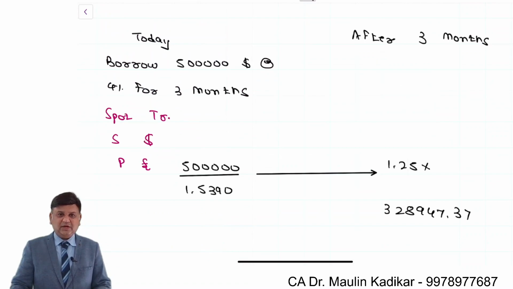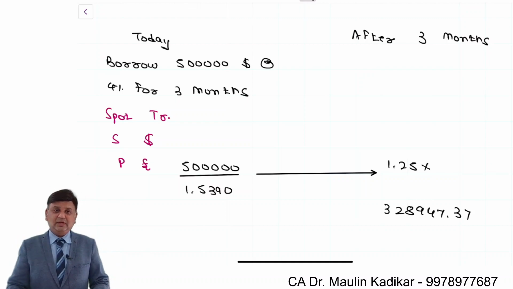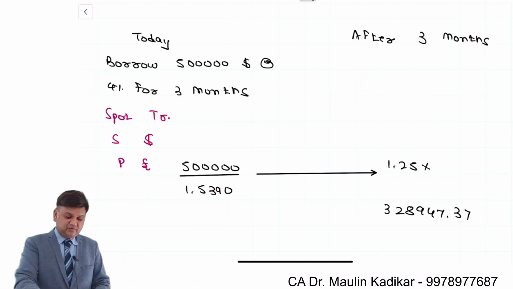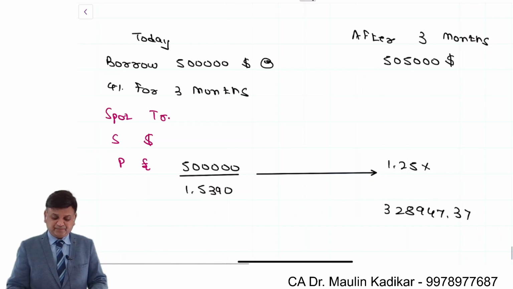Now, of course, we understand that at the end of the 3 months, we are required to make the repayment of the loan in dollar currency. 5 lakhs into 4%, that is for the entire year, into 3 divided by 12, that comes to 5,000. So 5 lakh $5,000 is required to be repaid at the end of the 3 months.